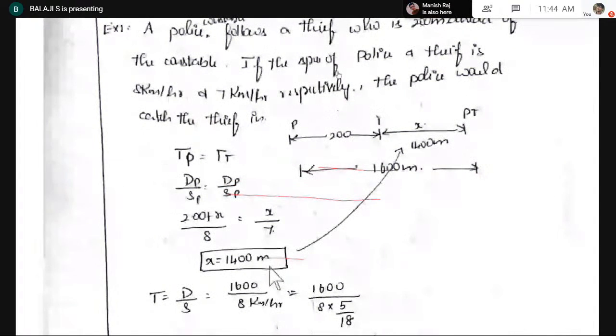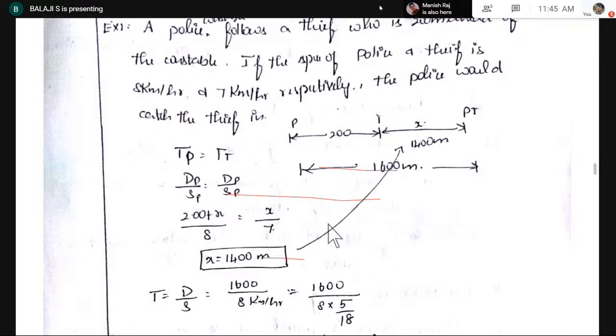We should not stop the question here. Why? Because the question is put on the head of police. We have calculated only the distance here. We must calculate how much distance the police traveled to catch the thief. That is what they are asking. We had found out 1400 and we must add this 200 also, so that we will get 1600 as the total distance.